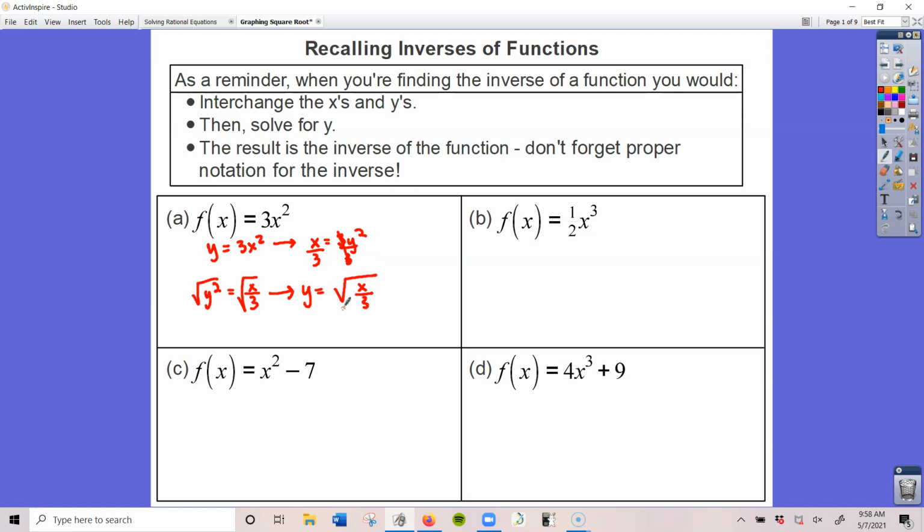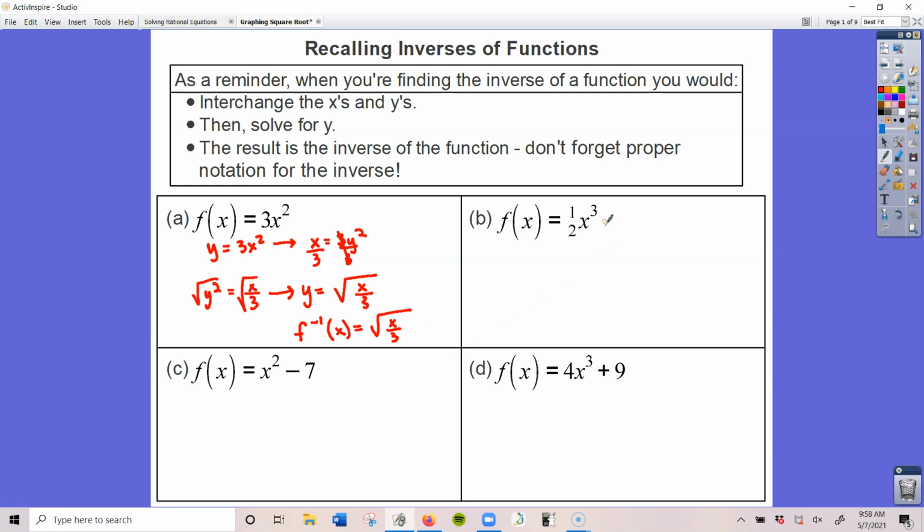But remember that because this is an inverse, we have to use the proper inverse notation, which is where you write f with the exponent -1. That means the inverse of f of x is equal to the square root of x over 3.